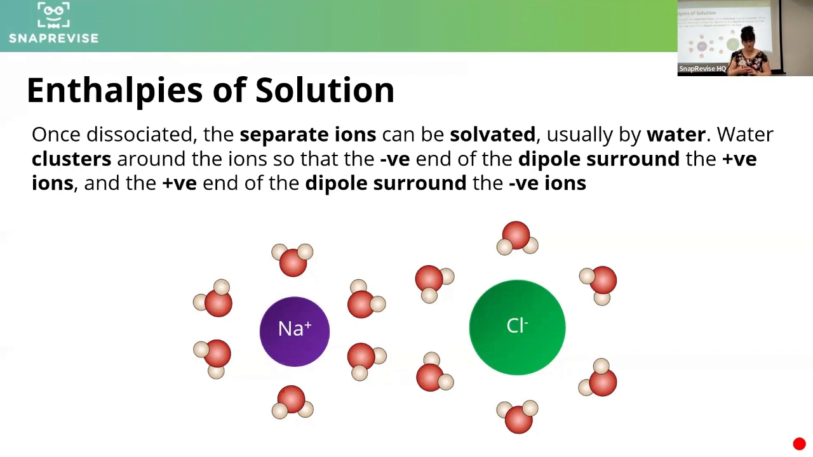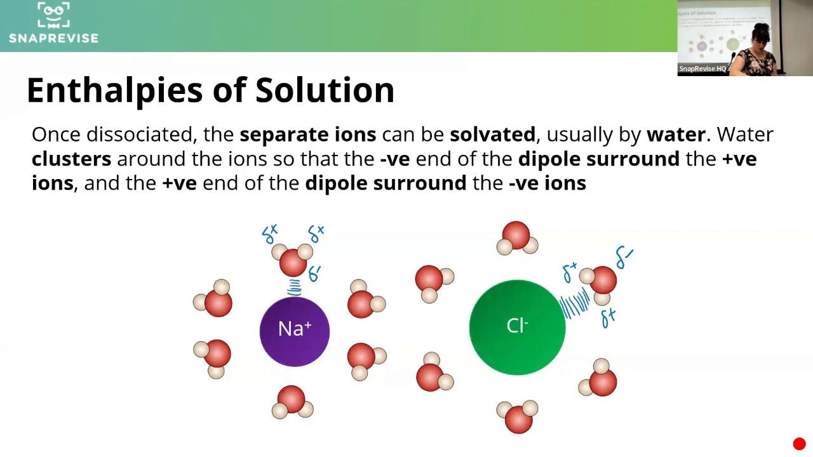So once dissociated, the separate ions can be solvated, usually by water. Water clusters around the ions so that the negative end of the dipole within water surrounds the positive ions, and the positive end of the dipole on water surrounds the negative ions. So in each water molecule, the oxygen is more electronegative, so it's going to have a negative dipole. The hydrogens are going to be delta positive. They've got the positive dipole. And so your chloride ion, which is negative, is going to have an interaction with the positive dipole on a water molecule, and vice versa for sodium, our positive ion.